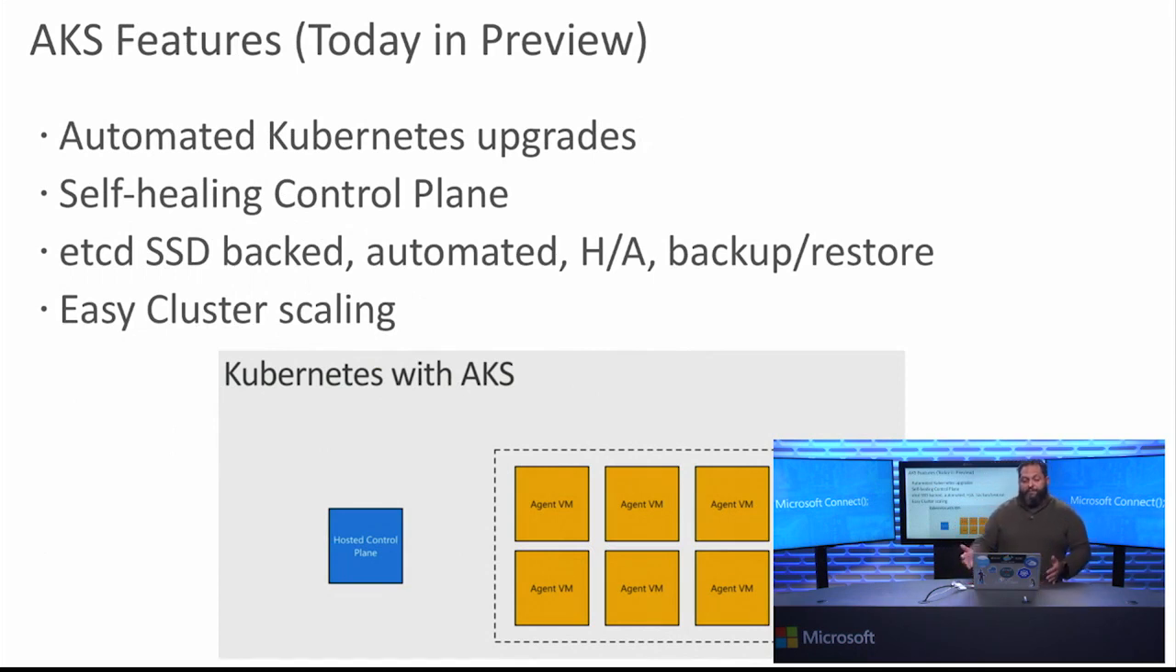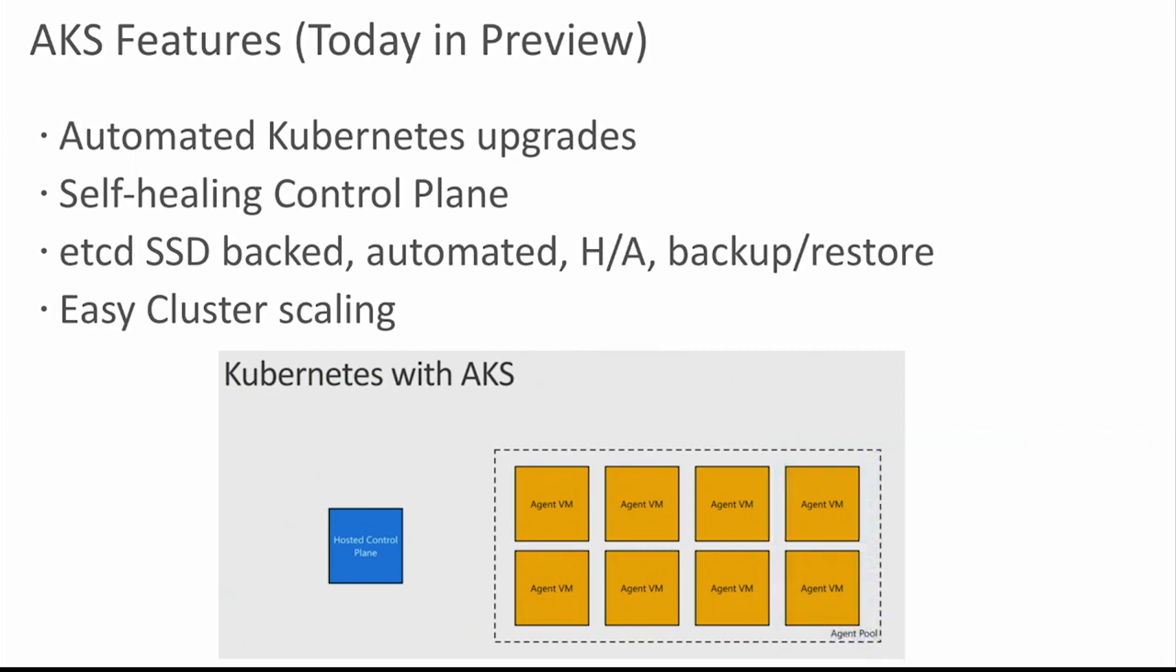Today in preview, some of the features, obviously, we'll show you some Kubernetes upgrades and how we can upgrade both our nodes and the control plane through the API. There's a self-healing control plane, so you don't have to worry about the process behind the scenes. etcd is SSD-backed, automated, HA, and backup and restore is all taken care of for you by the service. And then we'll also show you how you can easily scale the cluster to the workloads that you need.